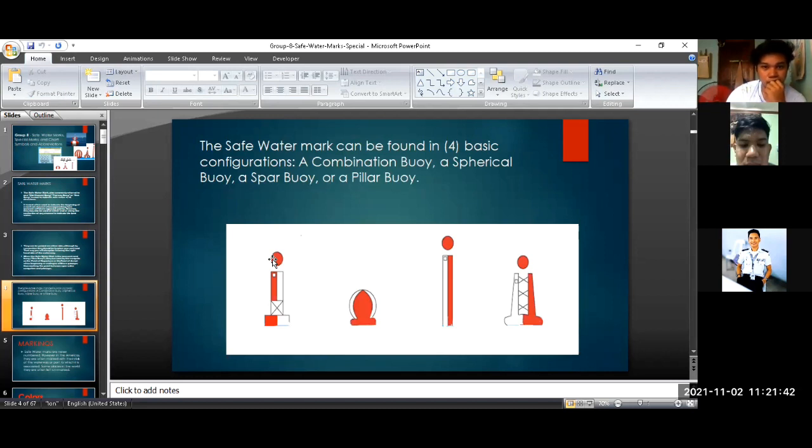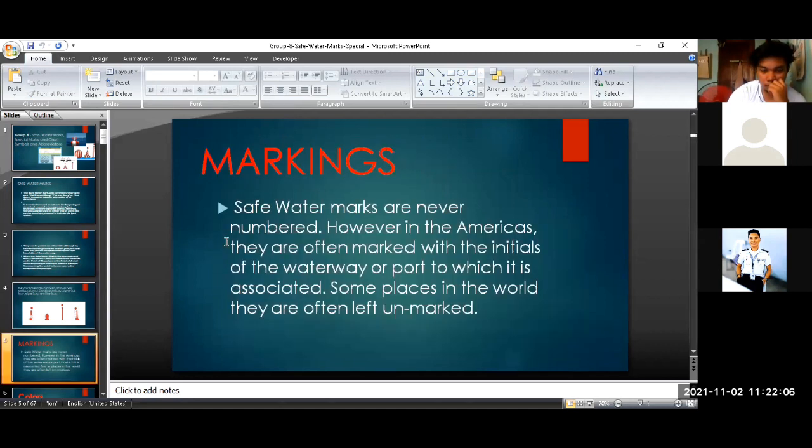The safe watermark can be found in four basic configurations: a combination buoy, a spherical buoy, a spar buoy, or a pillar buoy. In the picture, this is the combination buoy. Then the second is the spherical buoy. The third is a spar buoy, and the last one is the pillar buoy, as shown in the picture.